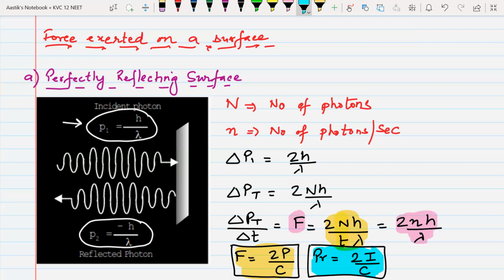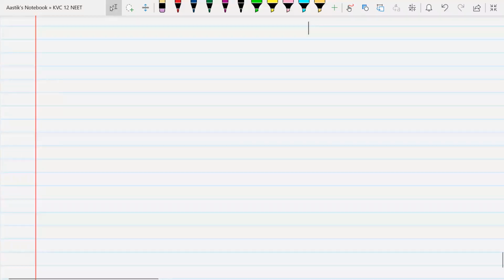Now, this was the case of a perfectly reflecting surface. Can you tell me what could be our next case? The first case was the case of a perfectly reflecting surface. What could be our next case? Perfectly absorbing surface. Yes, the next case is definitely perfectly absorbing surface.